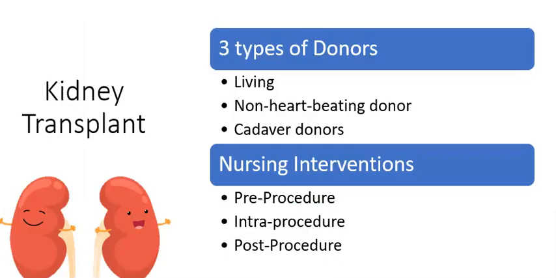So some types of donors: you have living, non-heart beating donors, and cadaver donors. The non-heart beating donor is someone who is declared dead by cardiopulmonary criteria. Cadaver is they've already passed. Clients receiving living related donor kidneys have a 90% kidney graft survival rate.